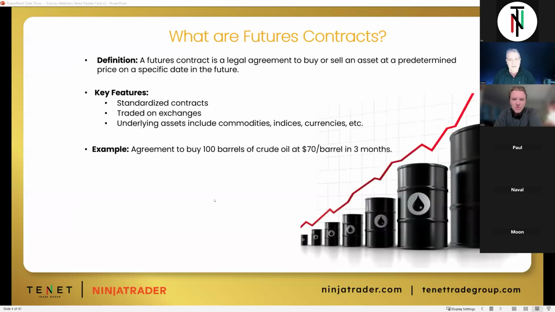The definition is a futures contract is a legal agreement to buy or sell an asset at a predetermined price. And the predetermined price is really set by the exchange, the CME Group is an example. They match trades, right? The best bid, the best offer. Those things get matched in real time on a FIFO basis, a first in, first out basis. Nobody has any preference, right?